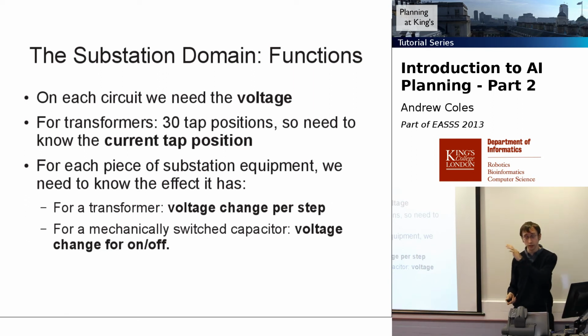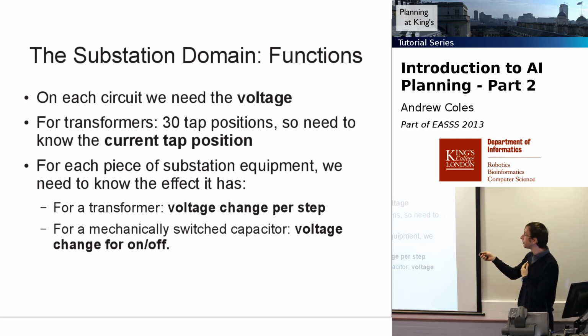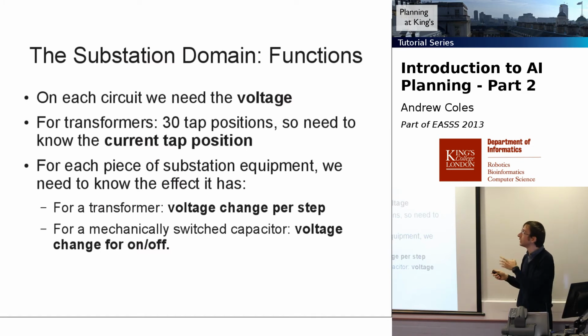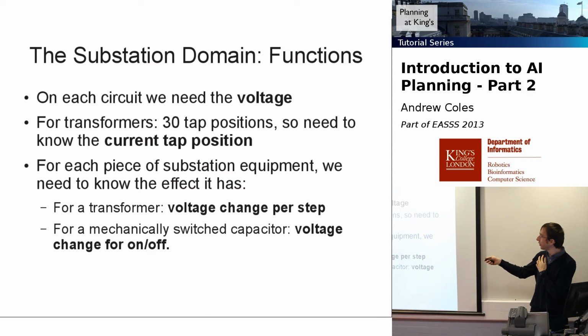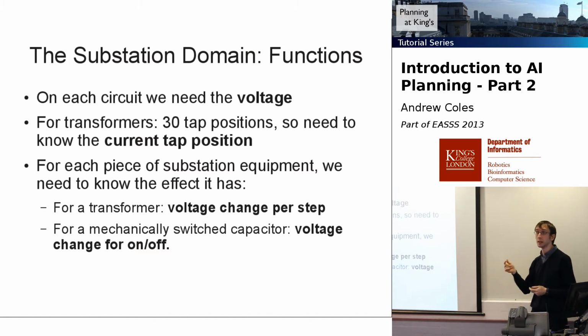Well, we need to have variables in our state. The PDDL term for variable is a function. So we need to know what the voltage is on each circuit. So this nominal 1 per unit volt figure, or 0.95 and 0.05, but we need to know what that number is. For the transformers, well, if they have 30 tap positions, we need to know what the current tap position is, because we can't allow our actions to use tap settings on the transformer that don't really exist.